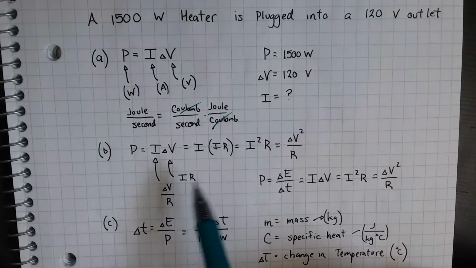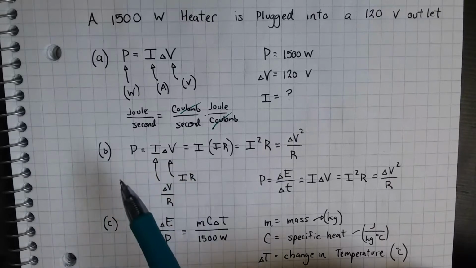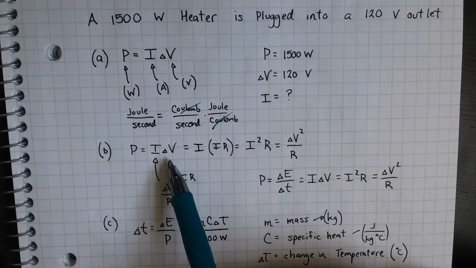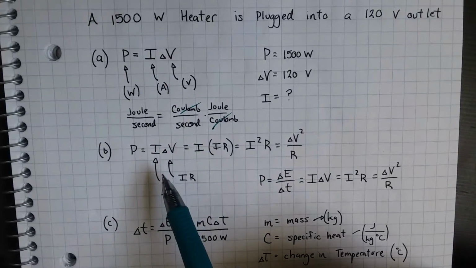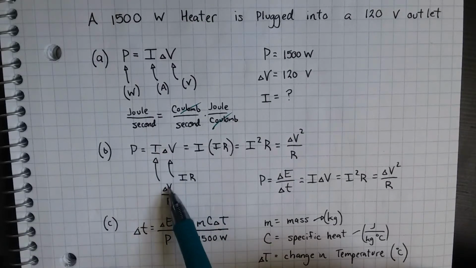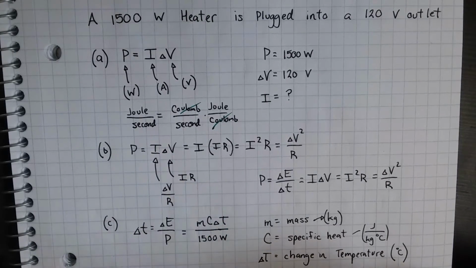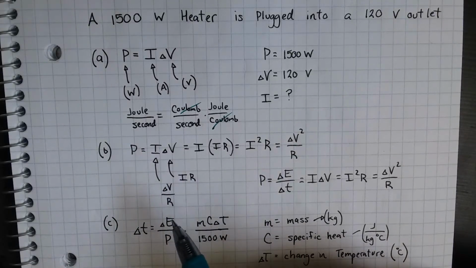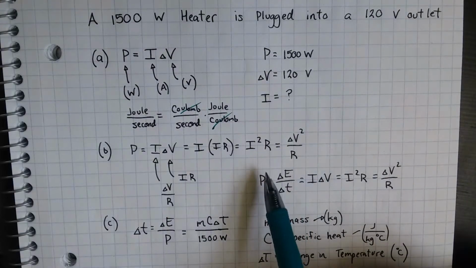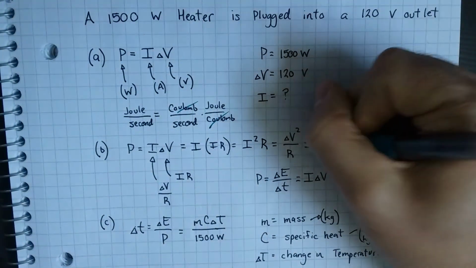Part B asks for the resistance, and there's a few ways you can get there. By saying P equals I times delta V, neither of those has R in it, but we can put R into there using Ohm's law by saying that delta V either equals I times R or I equals delta V over R, both of which are just things we know from Ohm's law. Those equations become, if I simplify them, I squared R or delta V squared over R, which are all equal to power.